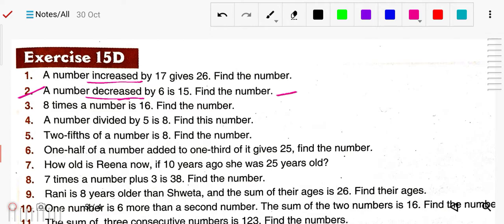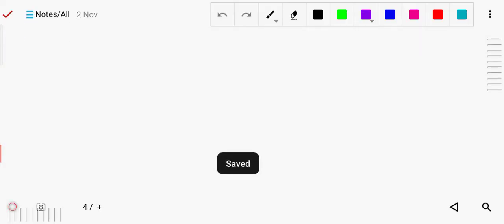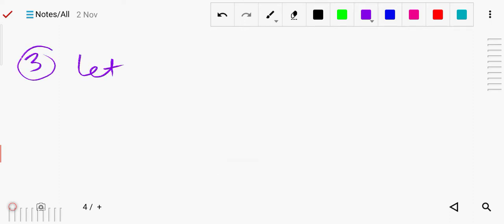Now I will solve question number 3. 8 times a number is 16. Find the number. 8 times the number. So what will we write? For number 3 we will write the same sentence: let the number be x.